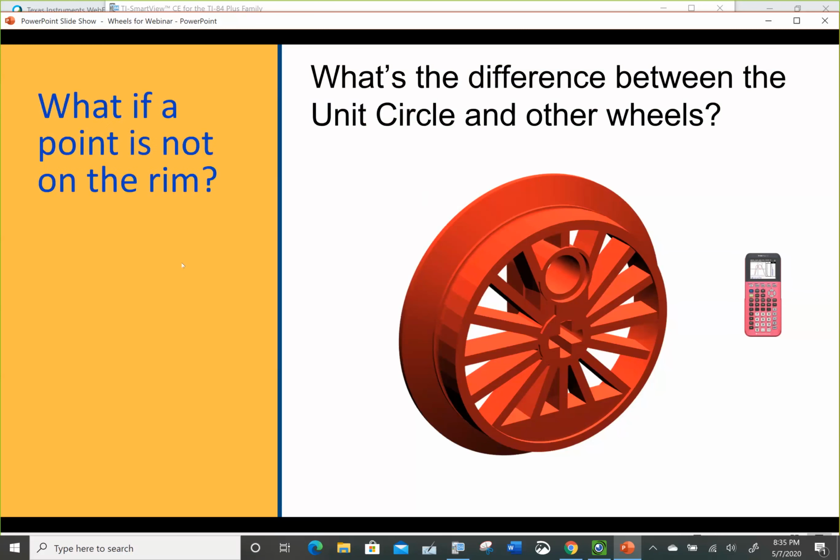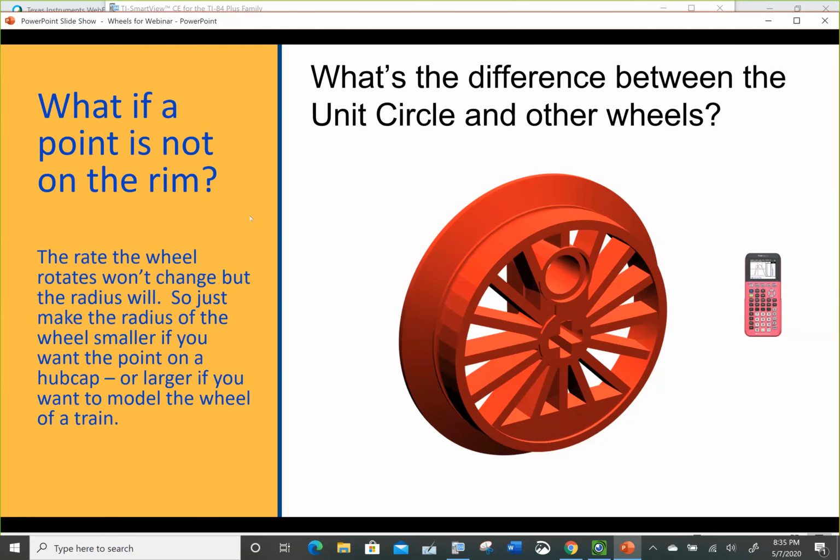And that's a good question. I'll show you what the next one does after 2 rotations. If the point's not on the rim, the rate of the wheel won't change, but the radius will. So we can just make the radius of the wheel smaller if you want a point on the hubcap, or larger if you want to model the wheel of a train. And let's see what that looks like.